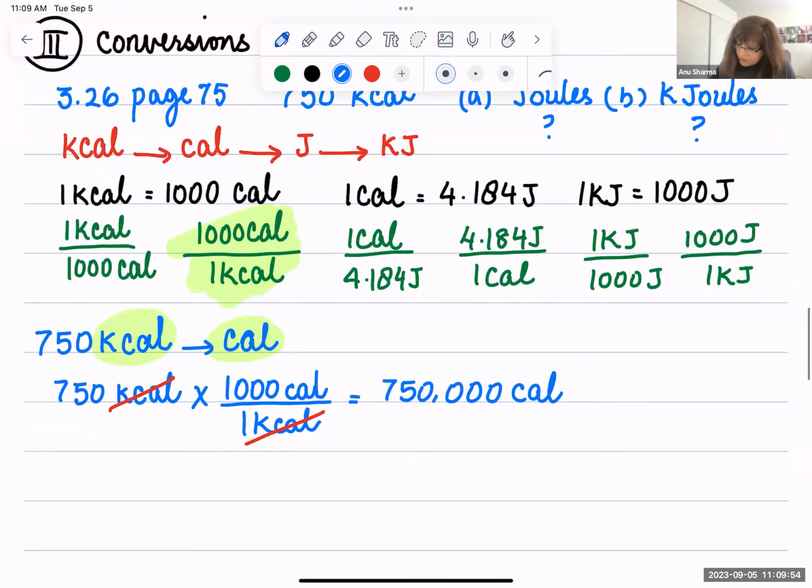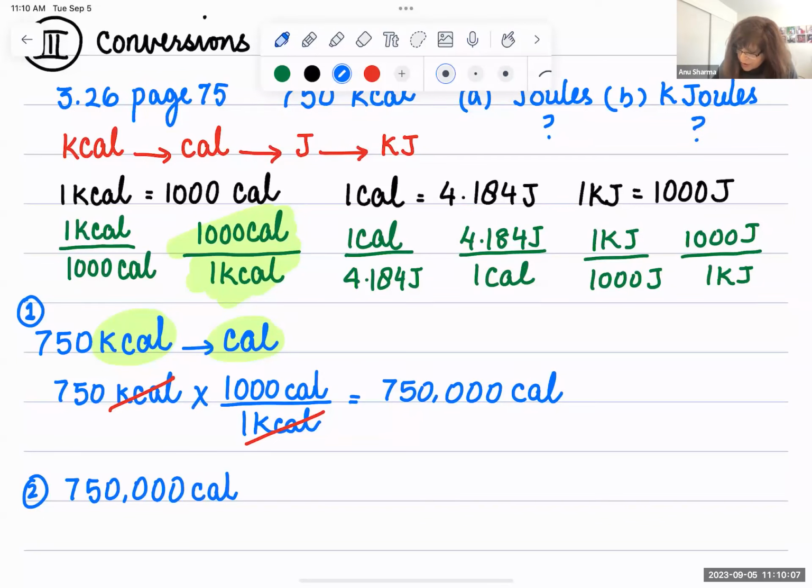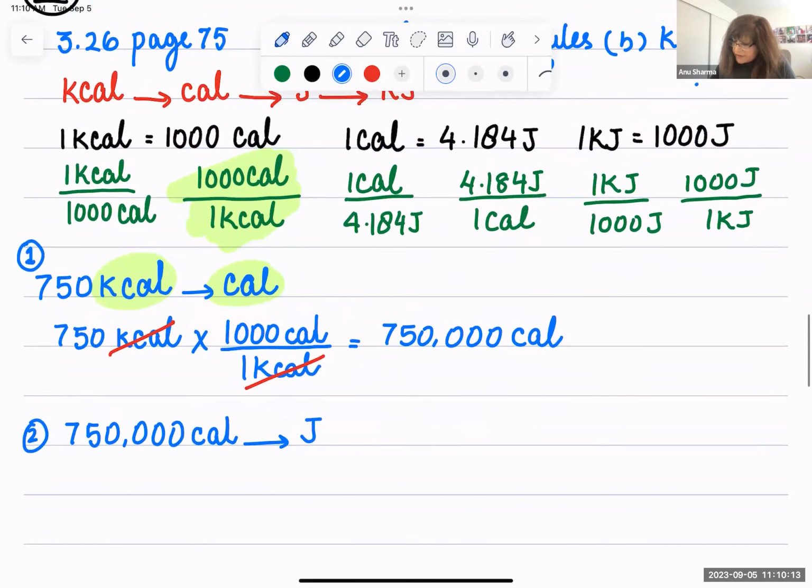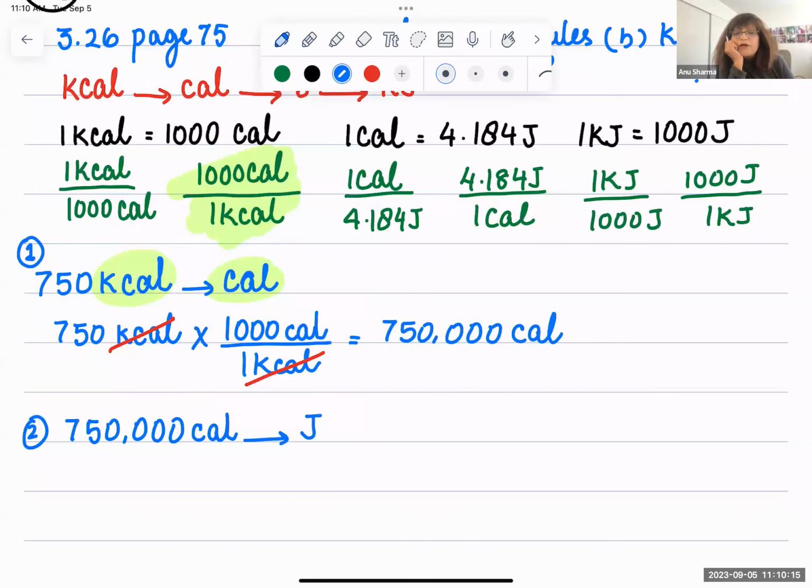Next, we are going to convert. The second step is to convert the 750,000 calories to joules. So which conversion factor are we going to use, the first one or the second one? Calories and joules. First or second?